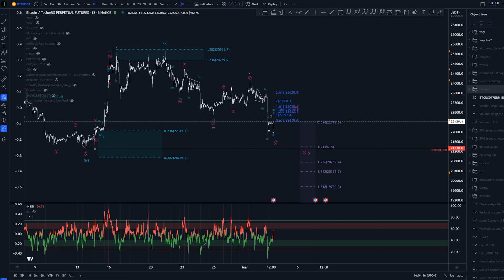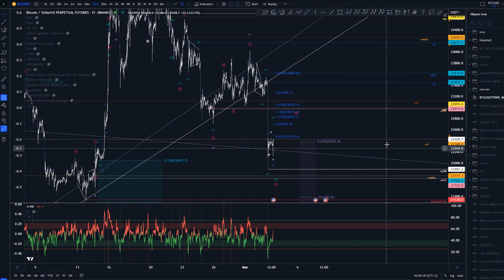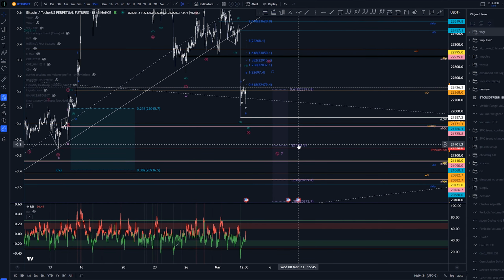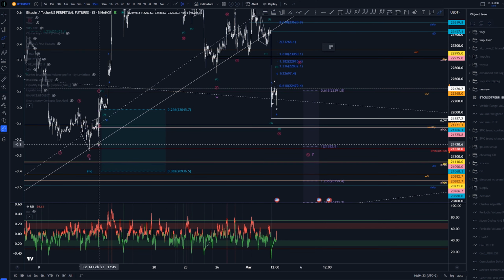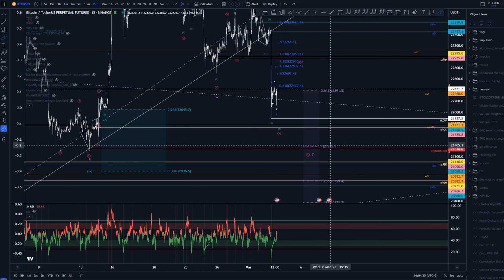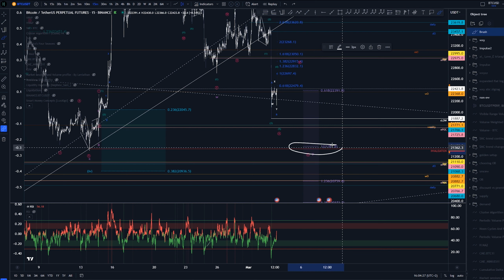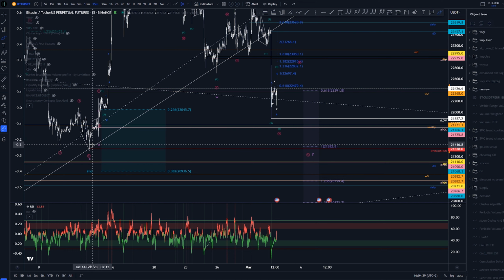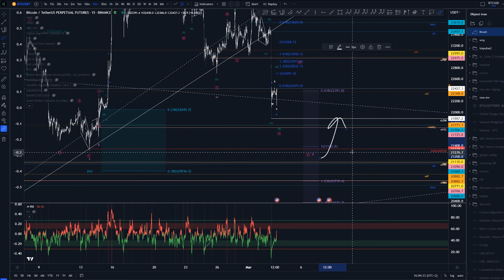Now, where am I looking at those? Well, we have a lot of different levels. 1-to-1 would be basically at these lows. This would entail that we can have some kind of swing failure pattern on these lows here, and then we would be starting to move up.